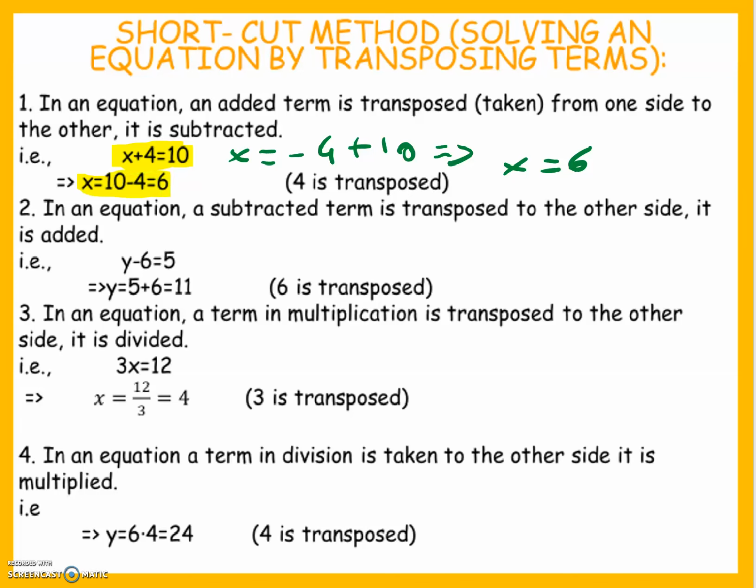But if I have y minus 6 equal to 5, we can move 6 to the right side of the equal sign by changing its sign, and it will become plus 6. So y will be equal to 11. If I have 3x equal to 12, 3 goes on the denominator of the right side, so 12 divided by 3, and I obtain x equal to 4.